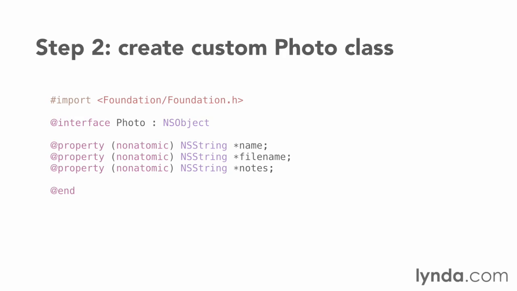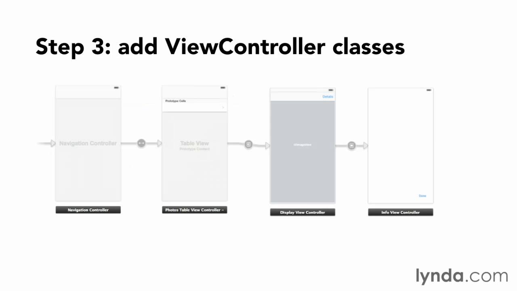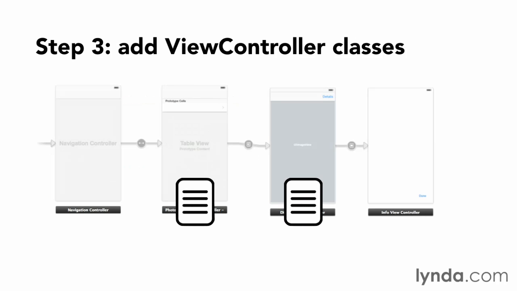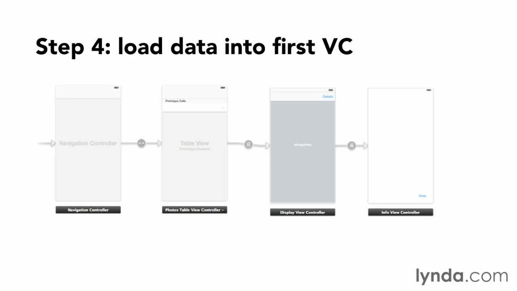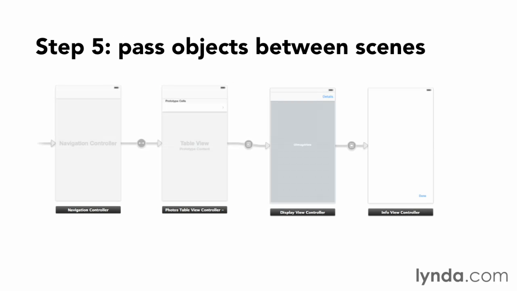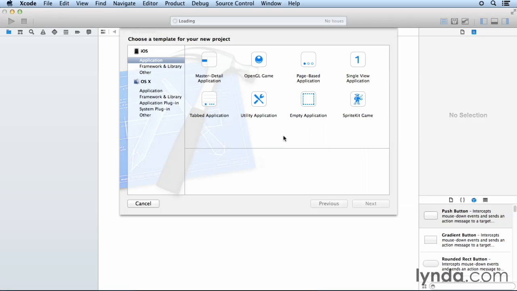After we have that defined, step 3 is going to be adding the custom view controller classes for each of the new scenes because no code will have been added automatically. We'll have to manually do that and connect them all up. Step 4 will be writing the code to load the data into the first main view controller, which is the table view, and then writing code to create those objects and pass them between the different scenes, having each scene show something different about each object. So let's go ahead with step 1.